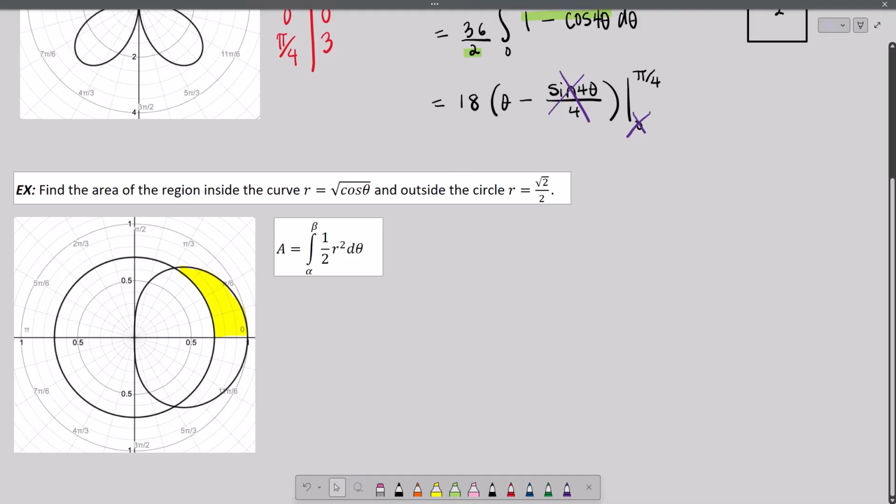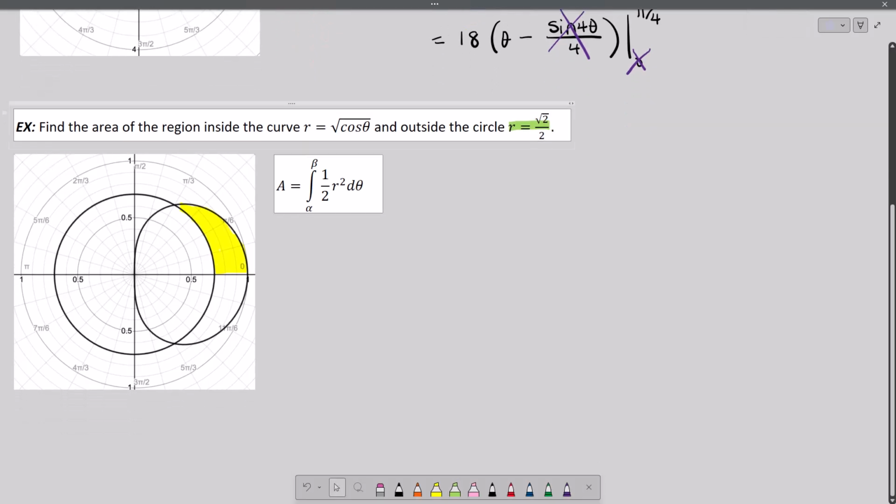So find the area inside the curve r equals root of cosine, and outside the circle of radius root 2 over 2. So we've seen that with polar curves, circles centered at the origin are really easy to graph. That's r equals root 2 over 2. That means theta can be anything, and the r value is always root 2 over 2, so that's the circle, which means this blob-looking thing is that cosine function there, r equals the square root of cosine.